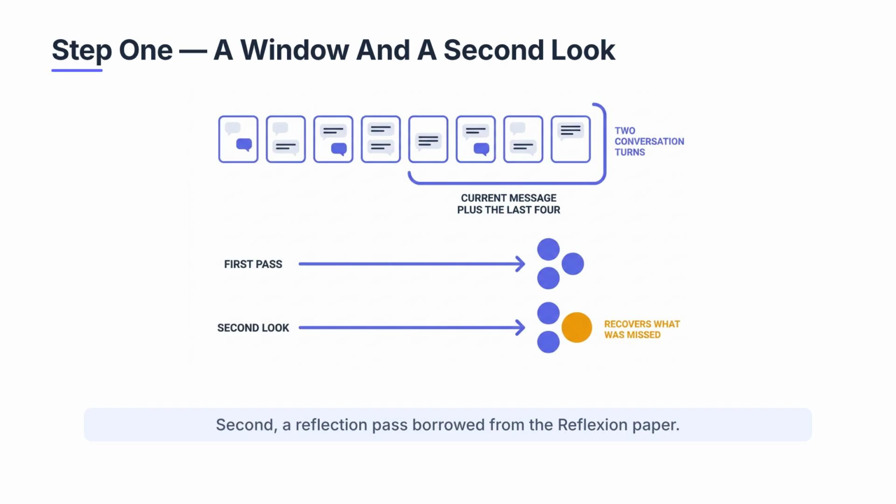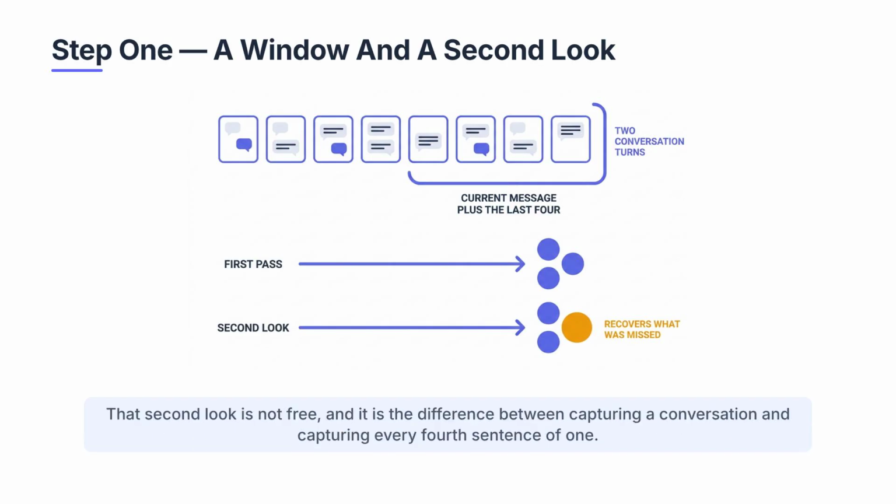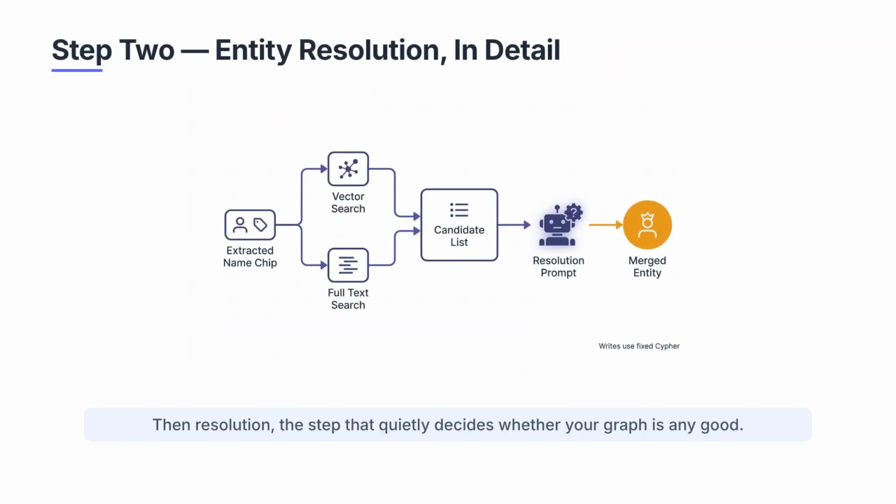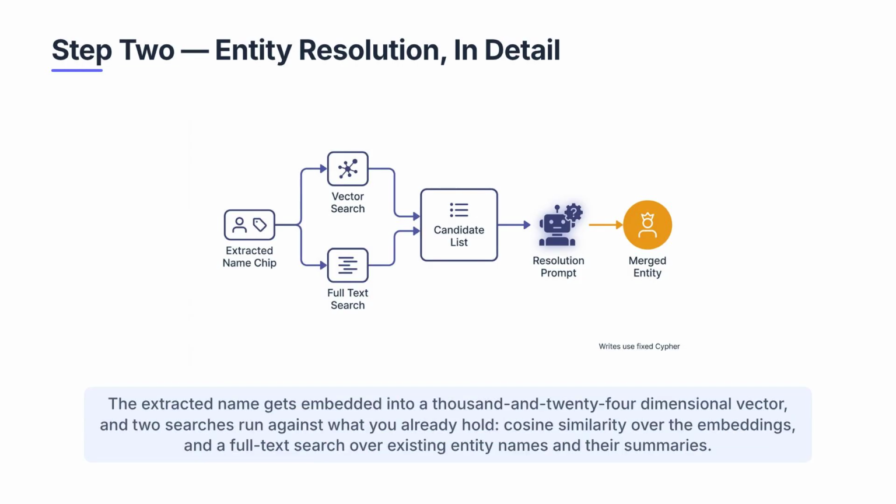Second, a reflection pass, borrowed from the reflection paper. After the first extraction, the model is asked to look again for entities it missed. That second look is not free, and it is the difference between capturing a conversation and capturing every 4th sentence of one. Then, resolution, the step that quietly decides whether your graph is any good.